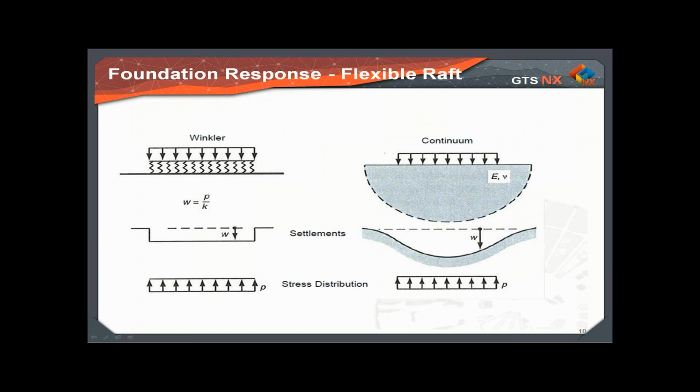Now, in the case of the flexible raft, on the left-hand side, you have a single set of springs, which gives you uniform settlements and uniform stress distribution. However, elastic theory shows that the stress distribution under the raft is going to be constant, as in the previous case, but the settlements are going to vary. The highest settlements occur at the center of the raft and the smallest settlement at the edge. Again, based on the definition of the Winkler springs, you will expect higher springs at the edges and lowest at the center.